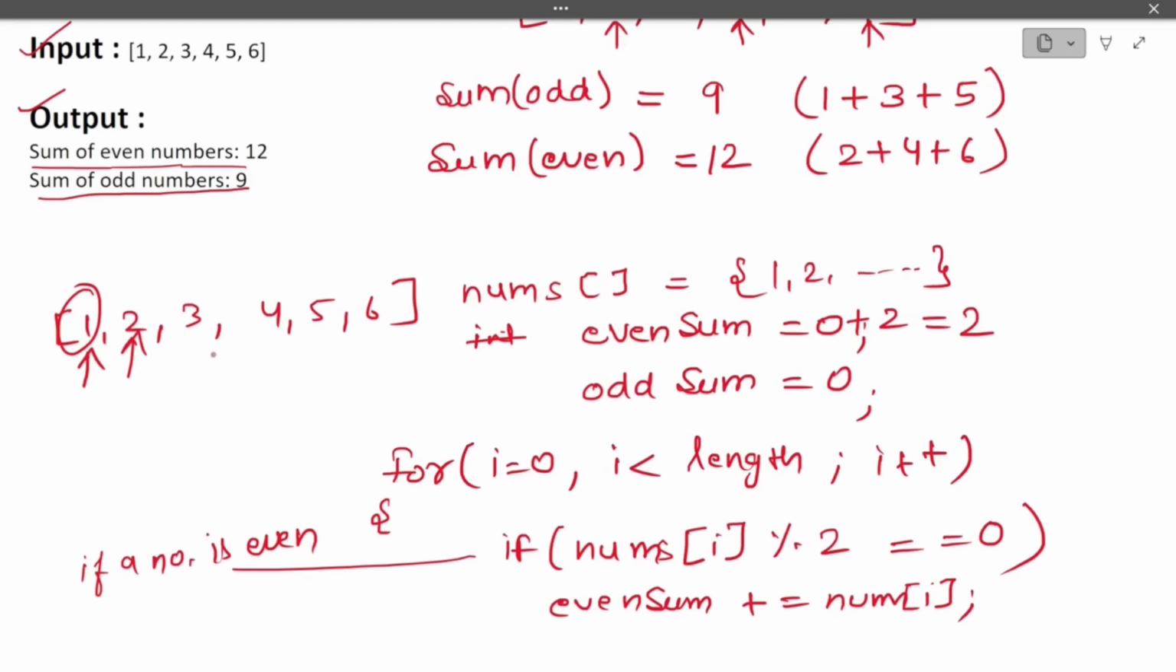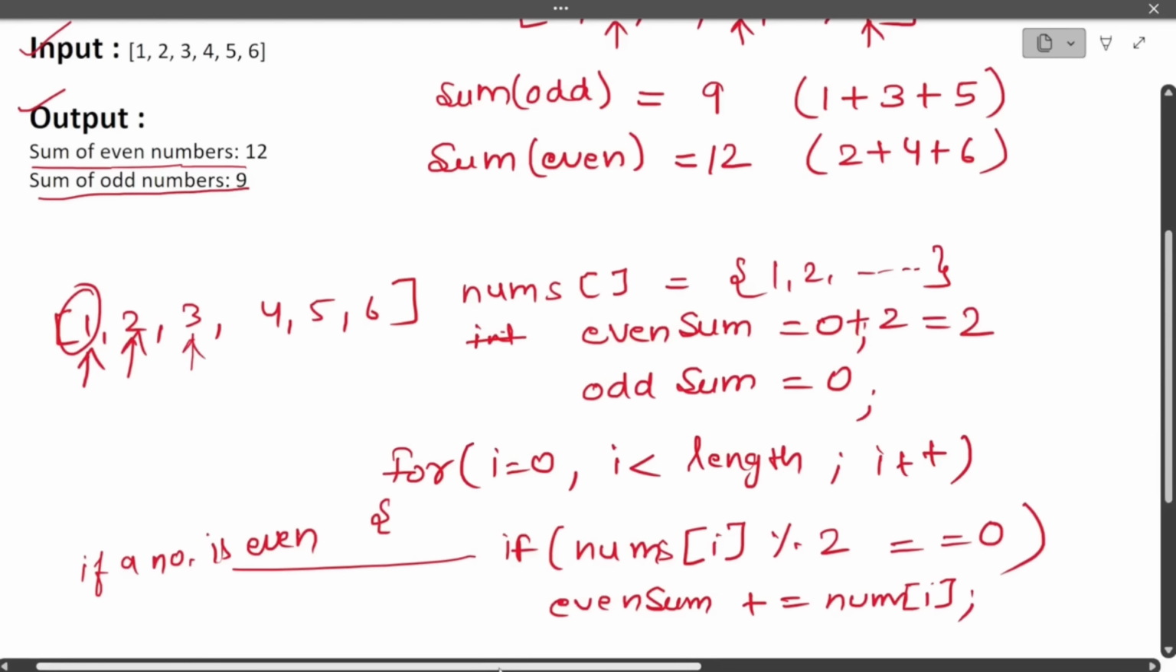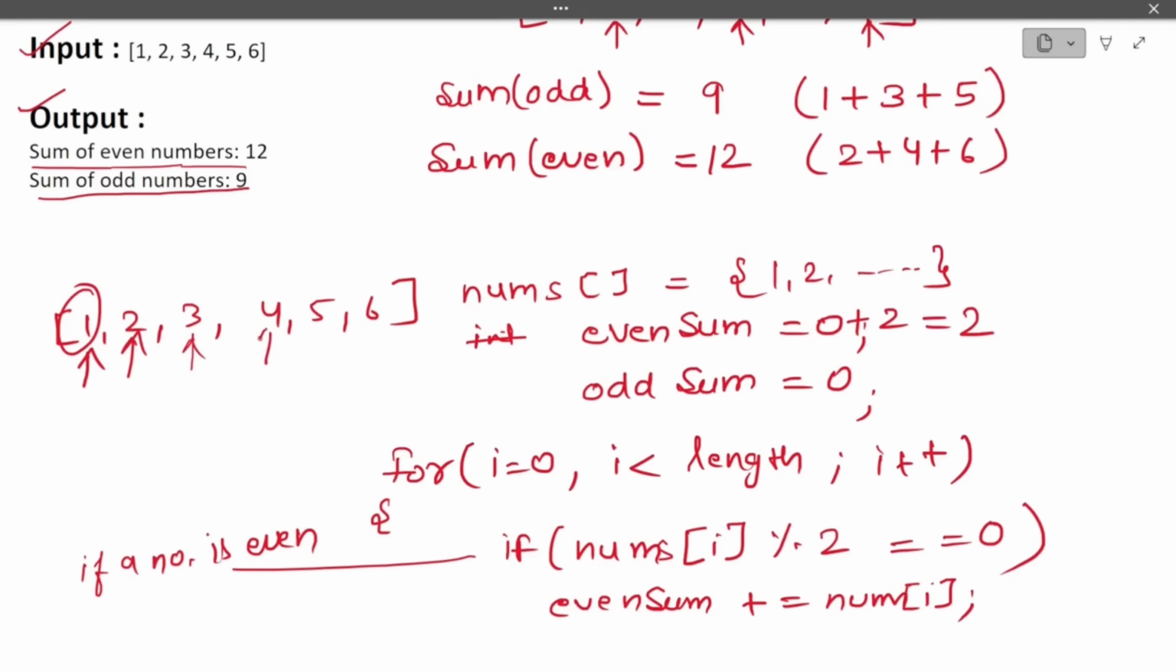So in a similar way we will iterate again. For 3 it will go in the else condition, which we are going to write further. But for 4, let's see. When we have 4, again it will come in this condition. By that time the evenSum value is 2. So it will add 4 to it, so we will get 6. In a similar way, when we encounter 6, 6 plus 6 is 12.